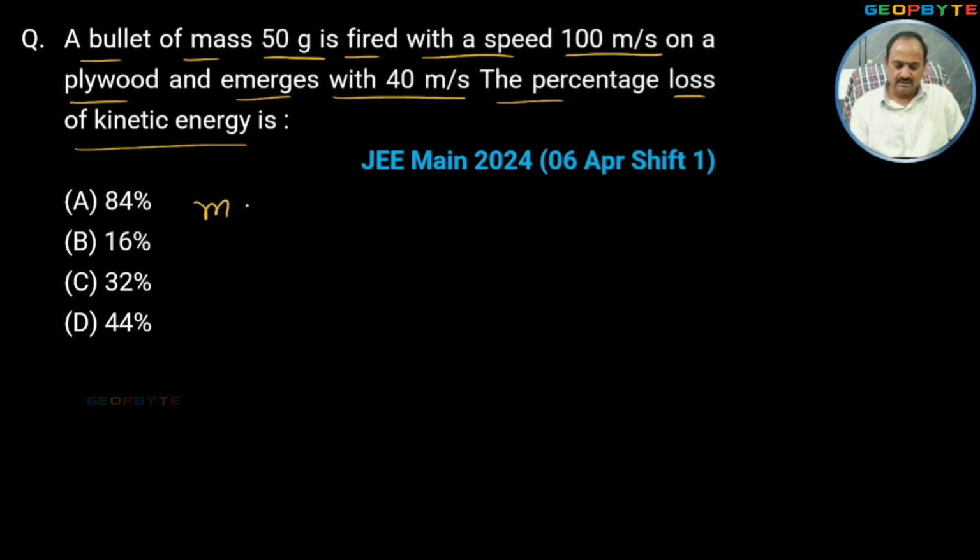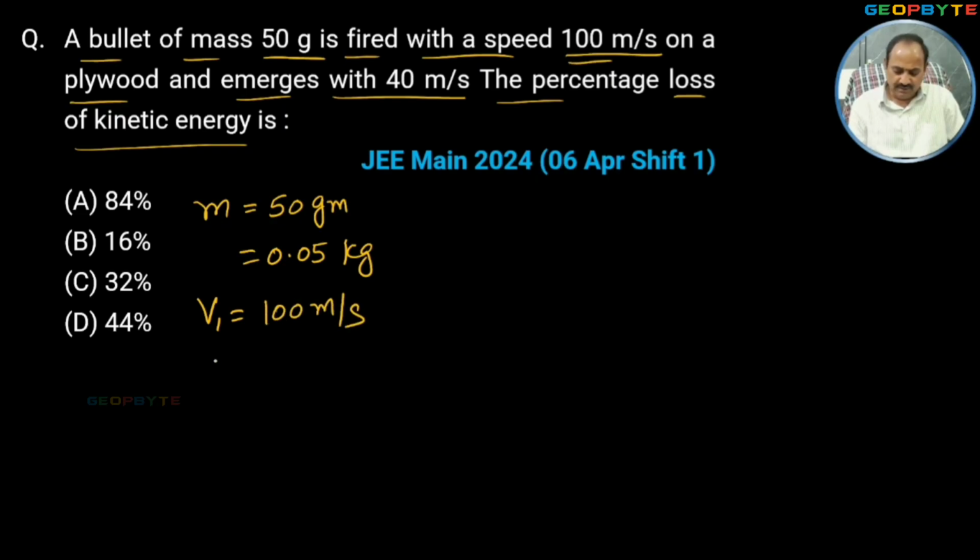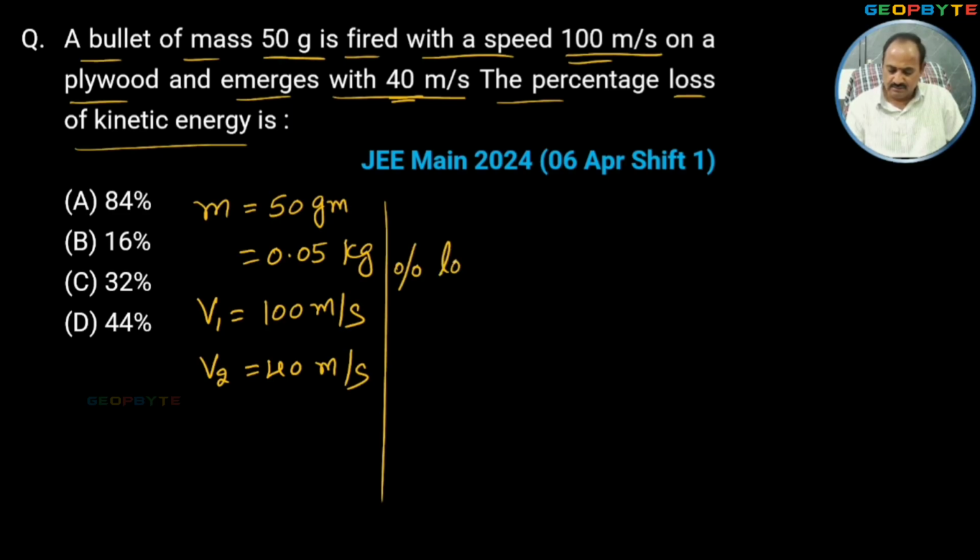Here the mass of the bullet is given as 50 grams, which is equal to 0.05 kilograms. Initial velocity of the bullet is 100 meter per second. The final velocity of the bullet, V2, equals 40 meter per second. Here we are asked to find the percentage loss in kinetic energy.